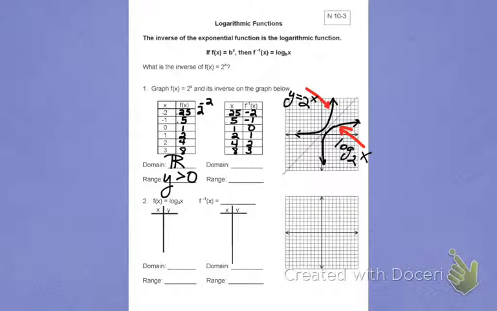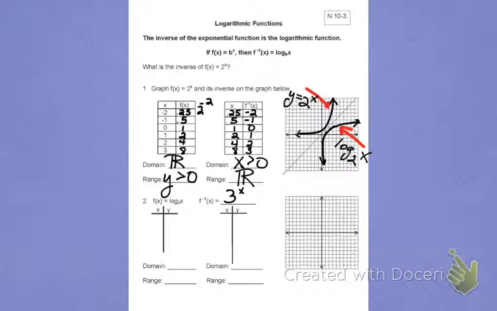The domain of the log function is x greater than 0, and y is all real. So the range of one is the domain of the other, and vice versa. They just swap domains and ranges. Alright, so looking at log base 3 of x, the inverse of that would be 3 to the x power.